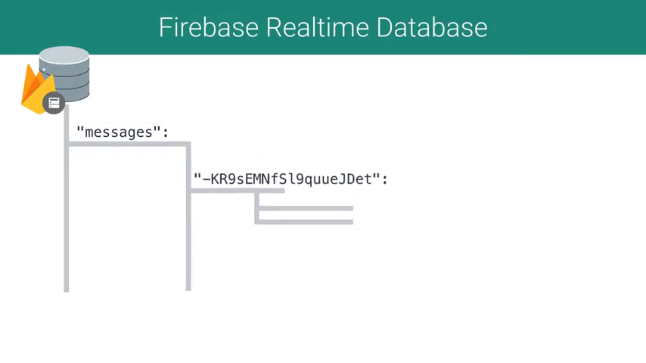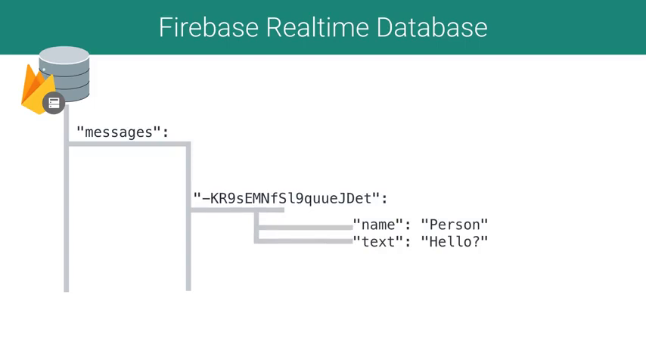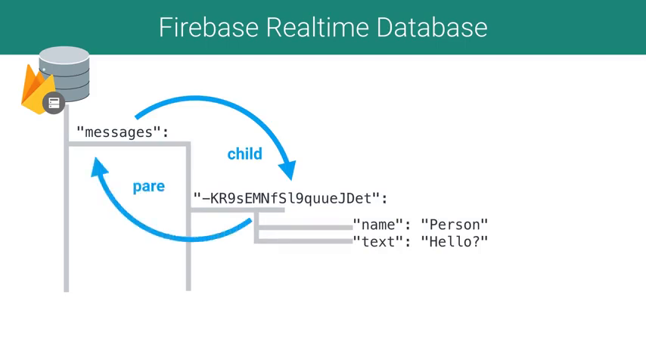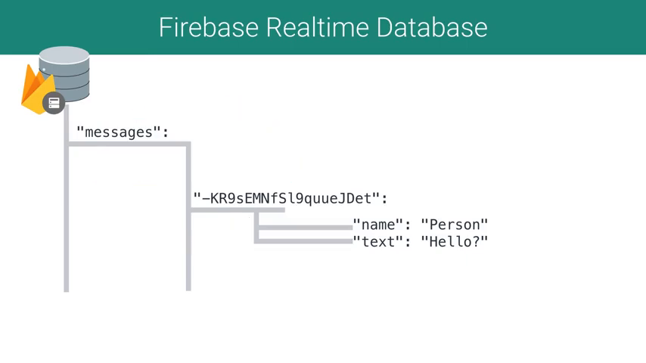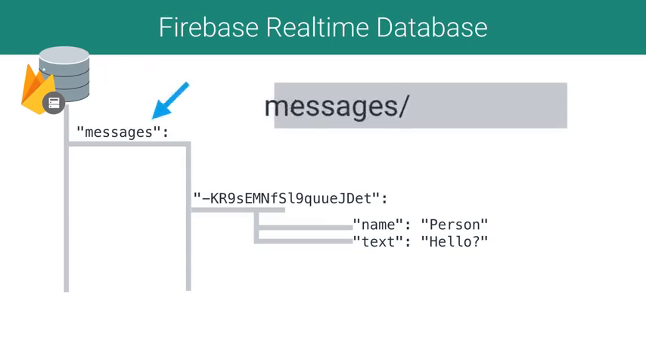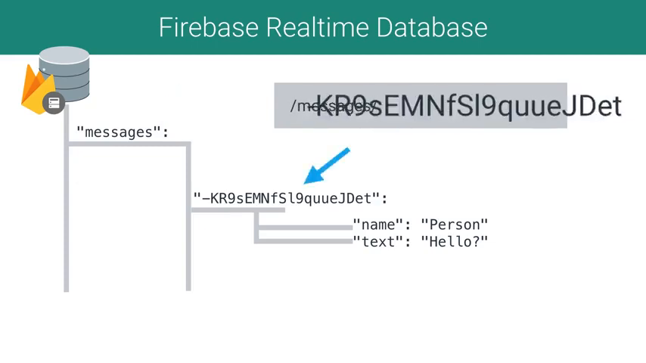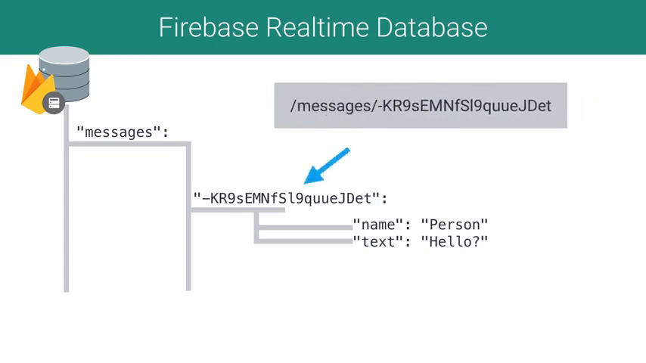Now, when we navigate the database, we can do so by walking down the path of children. In this case, the node for this message is the child of the messages node. And if we go back up, the messages node is the parent of the specific message node. We can refer to a specific part of the database with a path. A path looks just like URLs on the web, or like the path to a file on your computer's file system. A full path starts with a /, which means that it starts at the root of the database. And then each following path segment is a key that walks us down the tree, child by child.